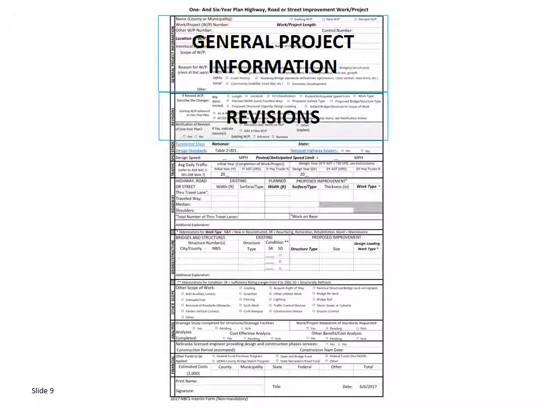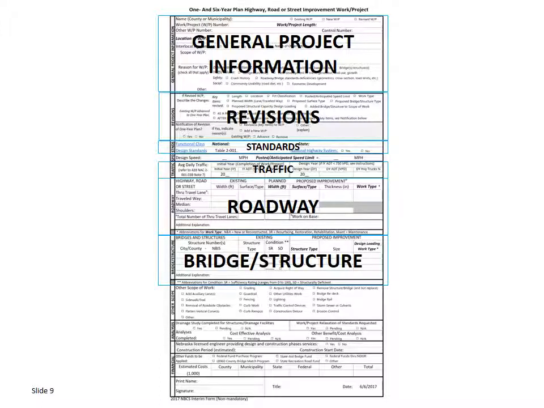It is followed by a section to report revisions to the work or project, and in the shaded area, any notification of a revision to the 1 year plan. Below that is a section to indicate the functional classification of the road or street and the standards that apply. Design speed and the anticipated posted speed limit, which are key to determining standard values, must be indicated just below the standards group. Traffic volume information is next. This information is important when determining standards values. The next 3 groups of information, roadway, bridge and structures, and other scope of work, provide more details on the existing facility and the planned scope of work.